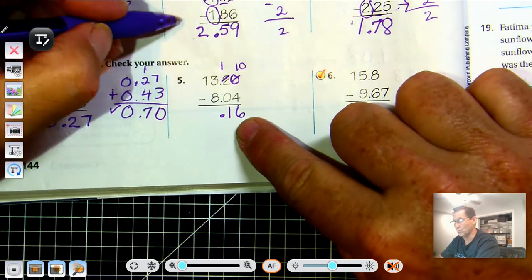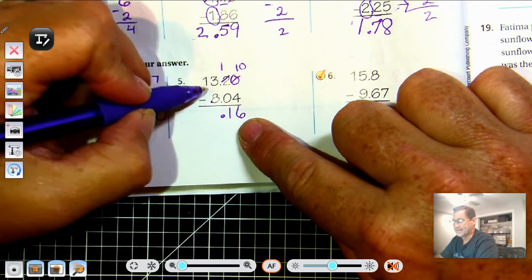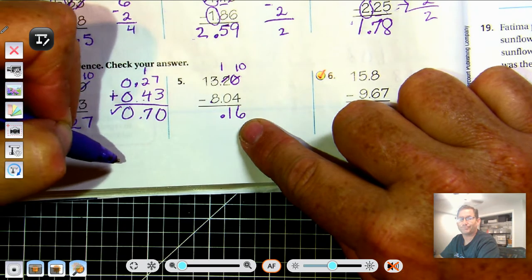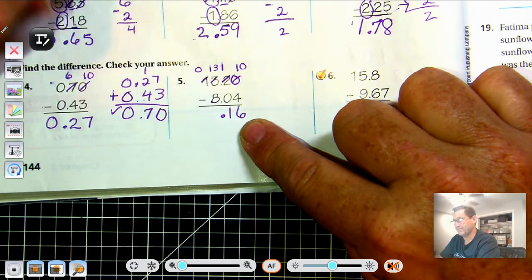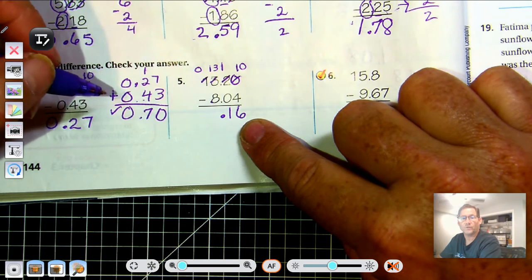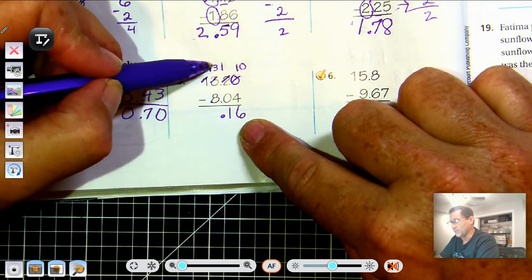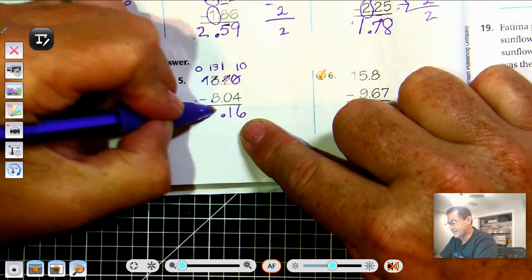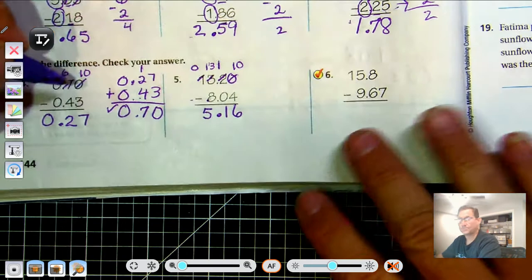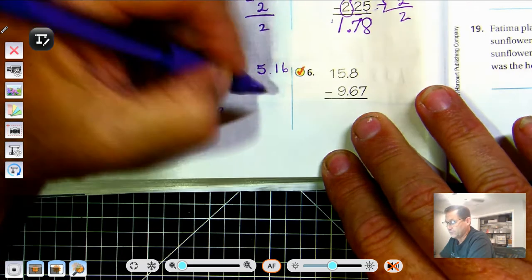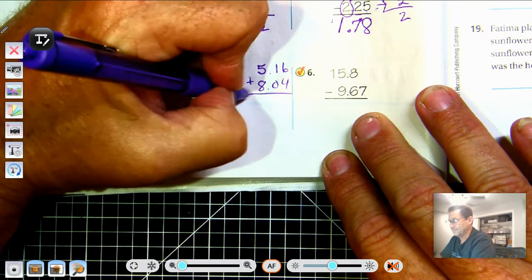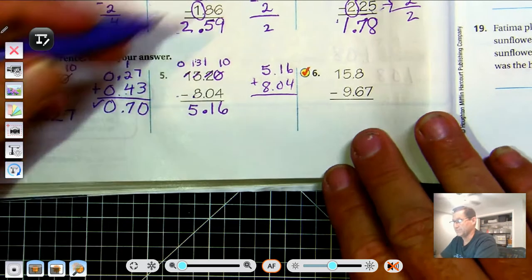Let's move to the ones. Can you take 8 from 3? No. So let's regroup from the tens and give one of those tens to the ones. So 13 take away 8 is 5. So if we take our answer, our difference, and add it to what was subtracted, we should get the number we subtracted from.